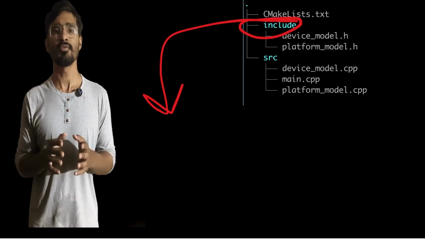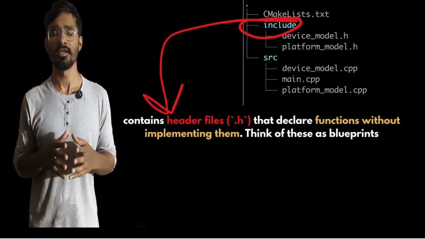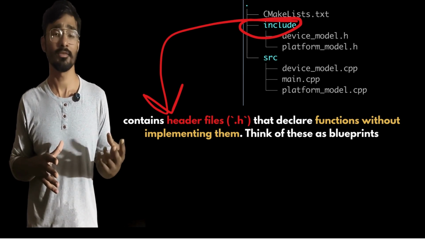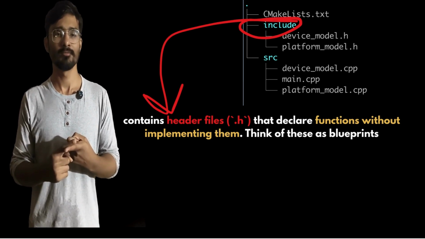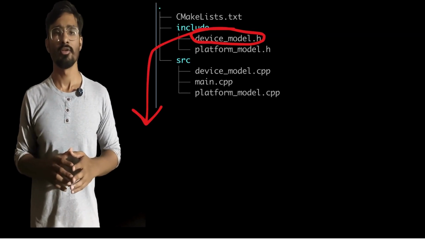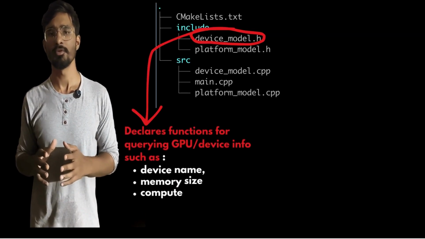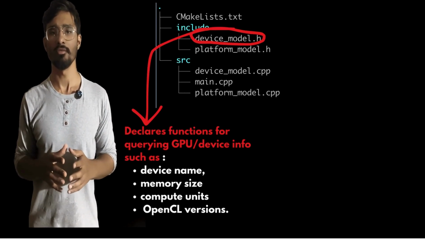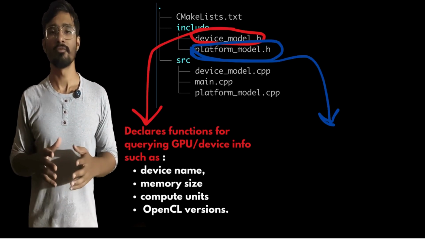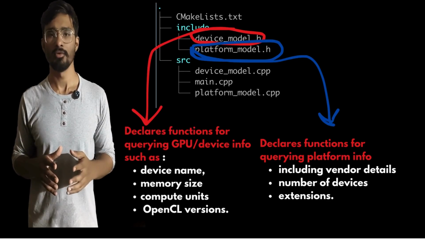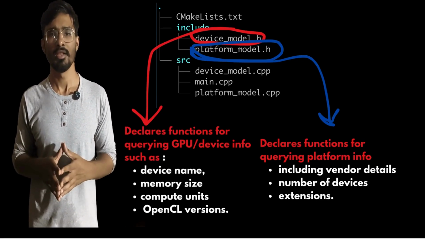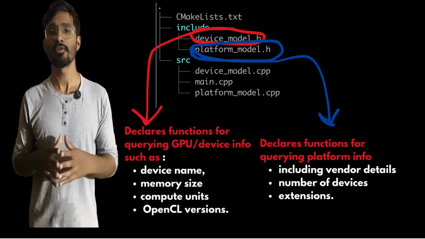The include folder. This folder contains header files (.h) that declare functions without implementing them. Think of them as a blueprint. In the previous video, we understood what the device model and platform model are. device_model.h declares functions for querying GPU device info such as device name, memory size, compute units, and OpenCL version. platform_model.h declares functions for querying platform info, including vendor details, number of devices, and extensions. These headers help us inspect the OpenCL environment before running a kernel.